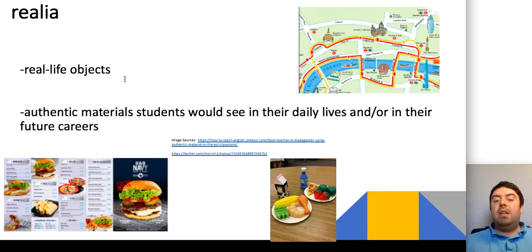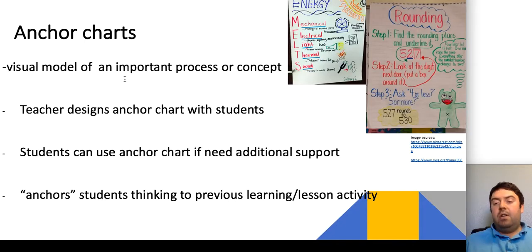And also it seems more meaningful to them because they can see how it is similar to the real world. So maybe having menus, or for younger students, realia of food items, or a real map would all be examples of realia. Anchor charts are a further important scaffold.